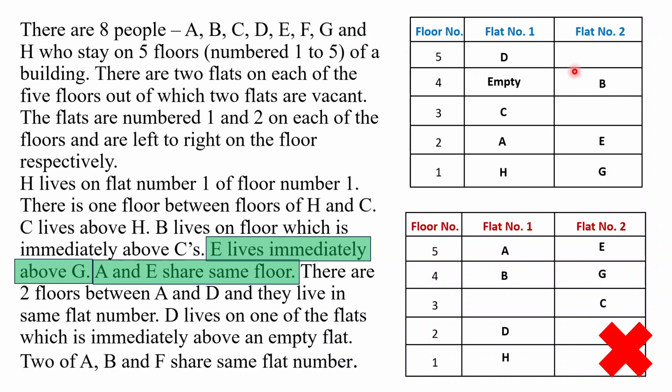So we will consider the possibility that either flat number 2 of floor number 5 is empty or F has occupied this flat, and the same condition will be in flat number 2 of floor number 3. When such a condition is given, we have to consider the possibility students, because we don't know and no clue is given which flat is empty and which is occupied by F. So our case number 1 is the required answer, or you can say the solved puzzle. So let's move on to the questions students.